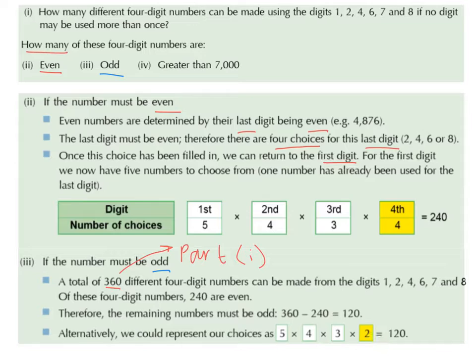The 2 is the last digit. So if the number has to be odd, then the last digit must be odd. And in our list, we only have 1 and 7 that are odd. So we only have 2 options for the last number. And again, once we've used up a digit for the last number, that leaves us with 5 left for the first one, 4 left for the second one, and 3 left for the third one. And 5 by 4 by 3 by 2 is 120. So it doesn't matter which method you use, but there are 120 different options where we end up with an odd number.